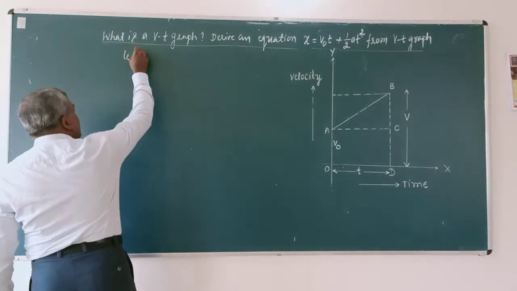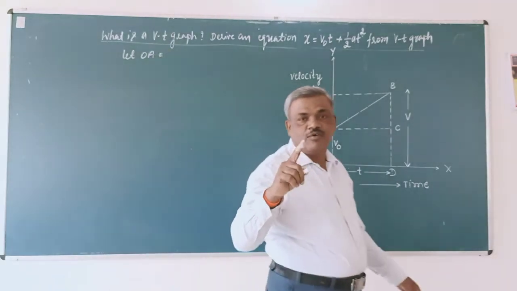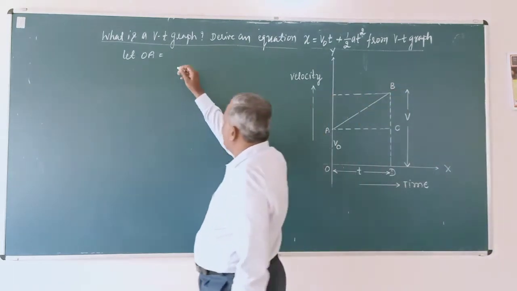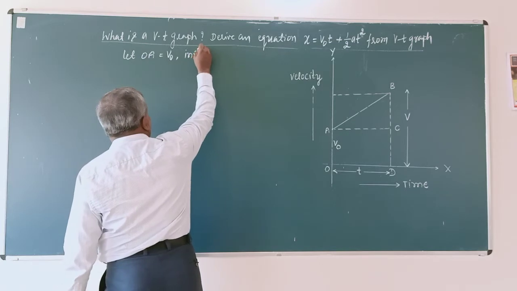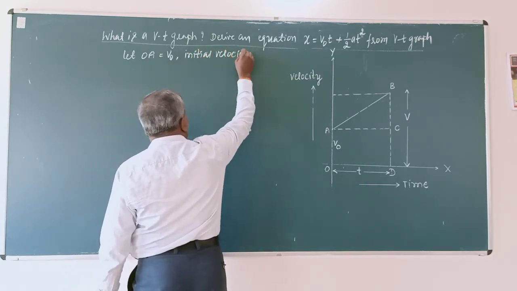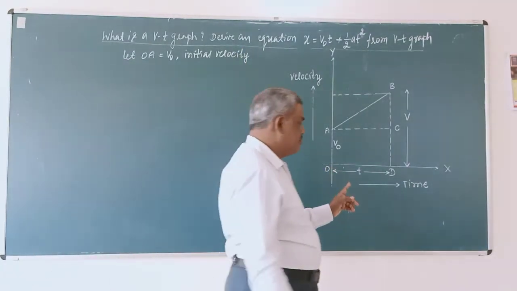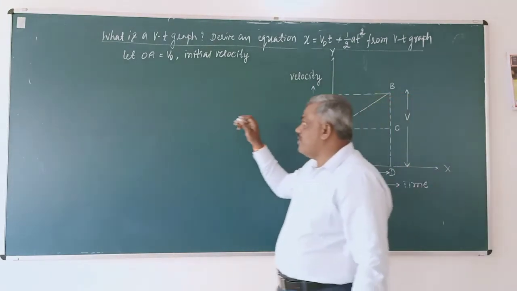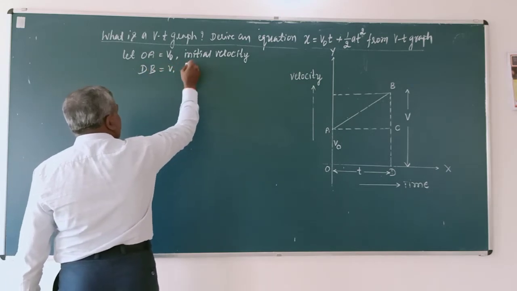Now let us see the graph. OA equals V naught, the initial velocity. DB equals V, the final velocity.